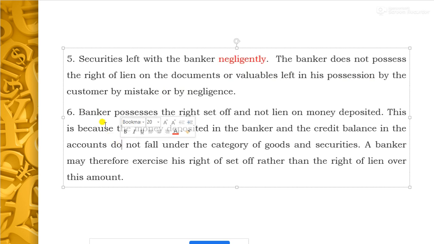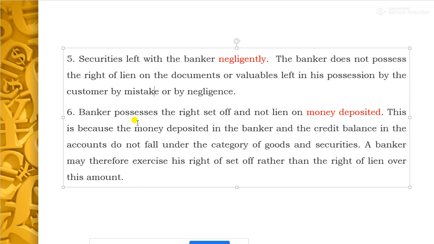Okay. Now, banker possesses the right of set-off and not right of lien on money deposited. That's another point. This is because the money deposited in the bank or with the banker and the credit balance in the accounts do not fall under the category of goods and securities. The banker may therefore exercise his right of set-off rather than the right of lien over this amount. So the last point is with regard to the amount of deposit or the money deposited by the customer with the banker. On that money, the banker will be having a right of set-off. That is right of set-off we will discuss later.